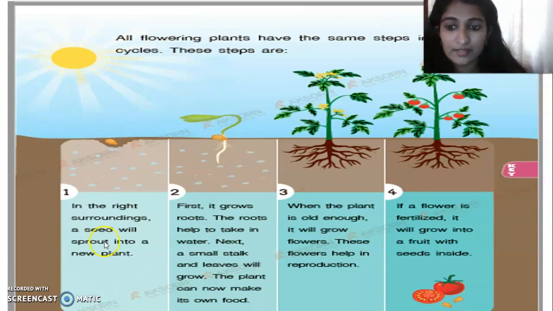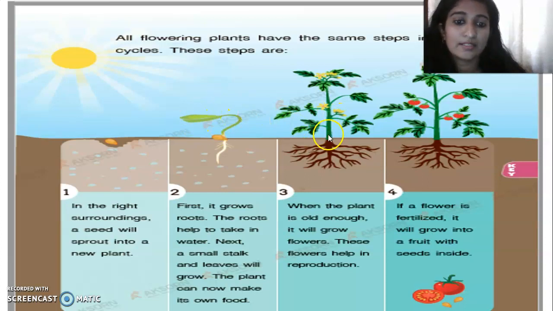In the right surroundings, a seed will sprout. When we put a seed in the ground, at the right time, the seed will sprout. First step is the seed. The second step is the sprouting stage. You can see the roots here for taking water and nutrients from the soil, and we have the small sprout here.